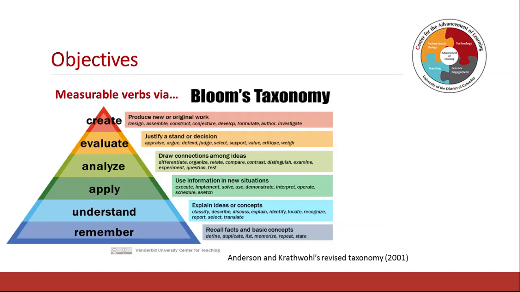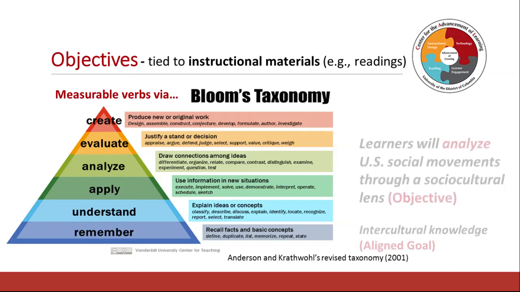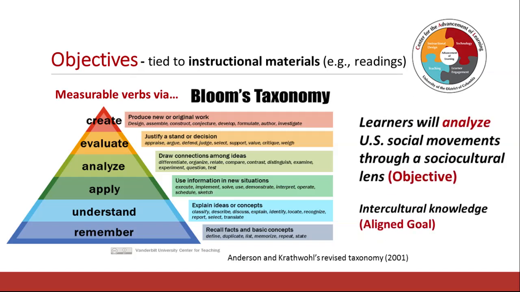According to a helpful tutorial from Oakland University's Center for Excellence in Teaching and Learning, since objectives focus on future learning, it's helpful to think of objectives as tied to our instructional materials, which support the learning that students will be doing in our courses. So, for example, if one of my objectives states that learners will analyze U.S. social movements through a sociocultural lens, I might then assign readings and videos that are sociological and cultural in scope. Notice that my objective is aligned with my goal, and that it uses the measurable verb analyze. For more information on objectives, see our companion video on writing measurable objectives.